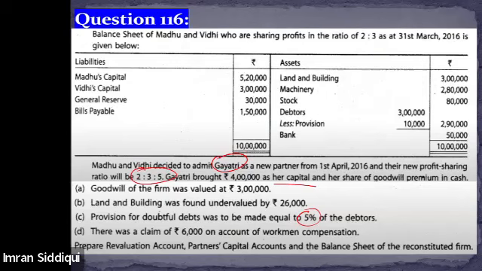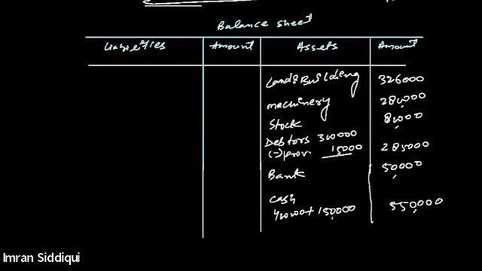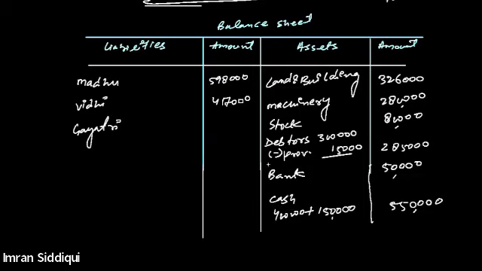And I don't think any other value is left to be written on the asset side of the balance sheet. So now we can move to the liability side. On the liability side, we will first of all write down the capital balances of the partners: Madhu, Vidhi, and Gayatri. For Madhu, it is 5,98,000. Then 4,17,000. And 4 lakhs for Gayatri.